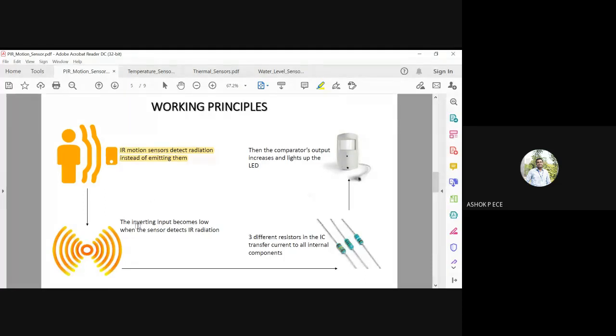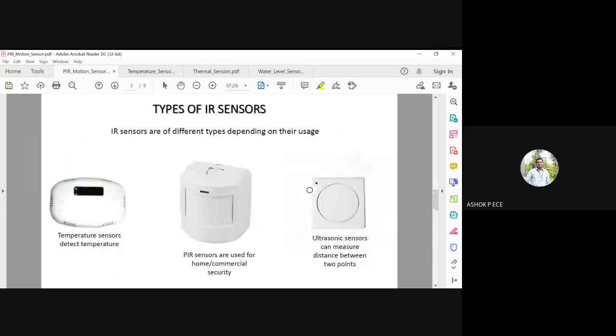So whenever you detect IR rays, the comparator will accordingly change its level and become active. So the 3 different resistors in the IC transfer it to all the internal components, and the comparator's output increases and lights the LED. So this is the package available. This is the sensor and LED indicator. The LED will start glowing if it detects the presence of human activity. So these are the different IR sensors available in the market.